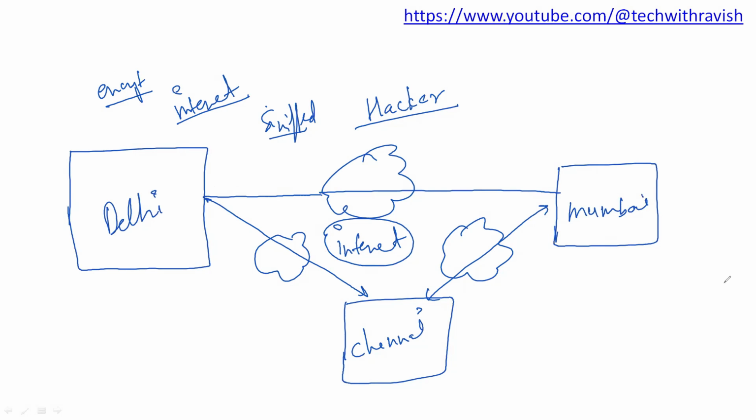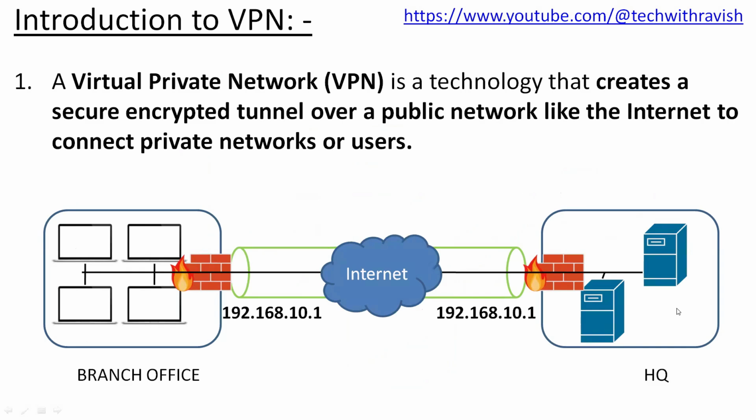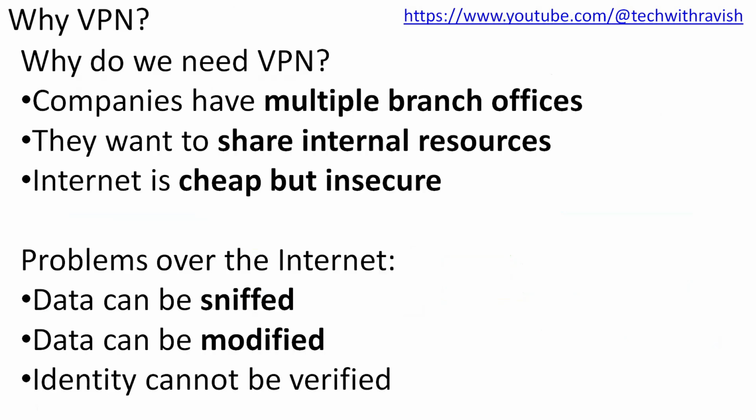So what we basically do is use a VPN to forward the data. A VPN creates a secure encrypted tunnel over the internet, and the data cannot be captured by anyone between the source and destination. Okay.